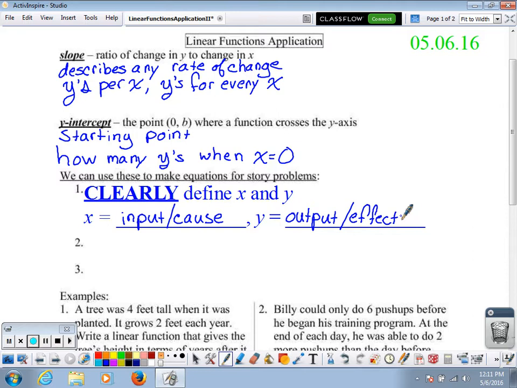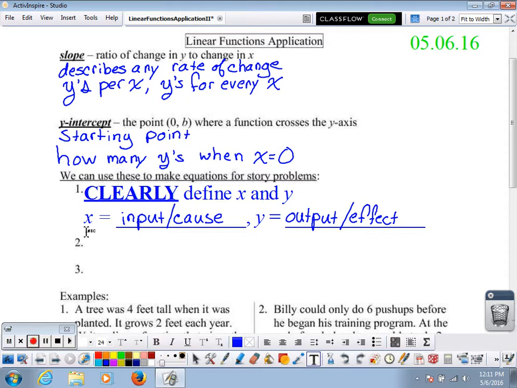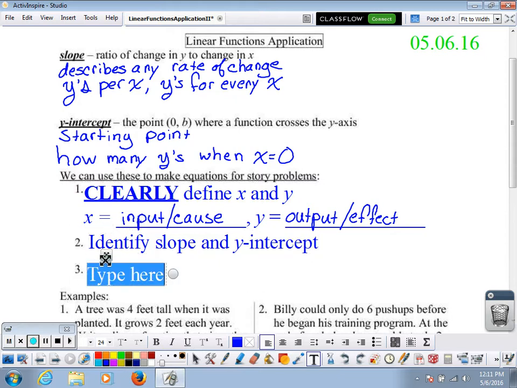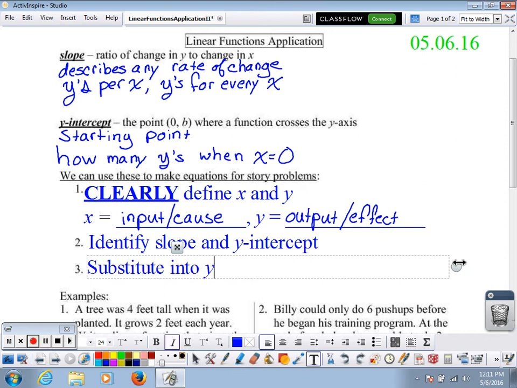So in the story about you working for a certain number of hours and getting a certain amount of money, the money that you're getting is going to be the y. That's the result. And the cause is the hours that you work. And that's what it comes down to, deciding which one's x and which one's y. Once we figure out what x and y are, everything else kind of falls into place, because then we can identify slope and y-intercept. And once we have what x and y represent, and we have our slope and our y-intercept, we can substitute into y equals mx plus b.